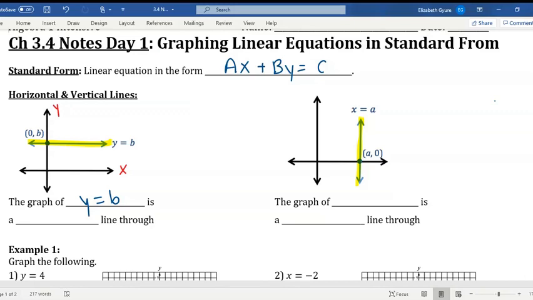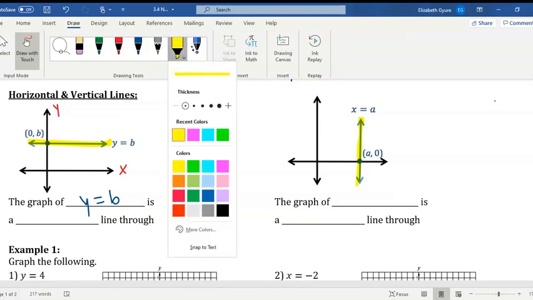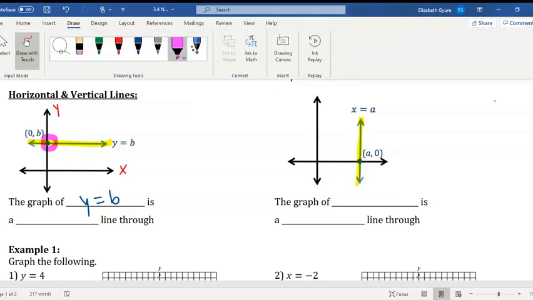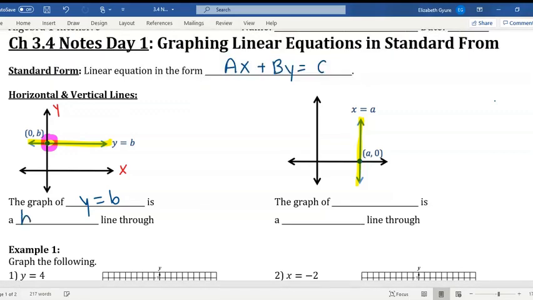Now, what is that number? Well, that number is where your graph crosses the y-axis, because it's the only number it goes through. We'll see that in a second. So if you have a line like y equals b, then it is a horizontal line.